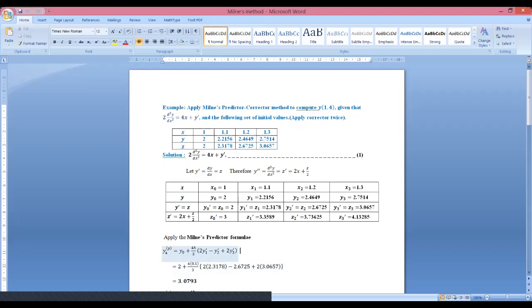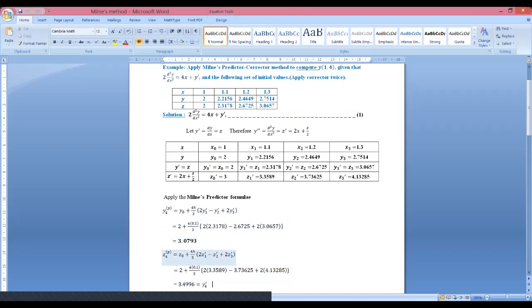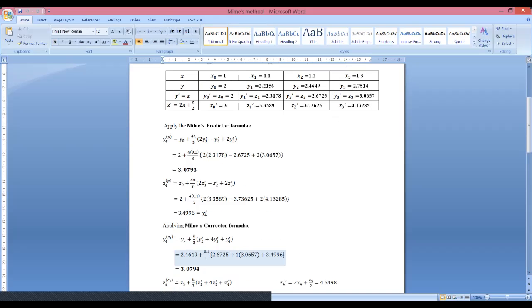657, sorry. Now calculate this, then we get the value of the predicted value of y4, that is 3.0793. Now we are done with Milne's predictor formula for y4. Now we need to go for z4 predicted value. So z is nothing but y dash. We have denoted y dash as z. So that y dash value we need to calculate.